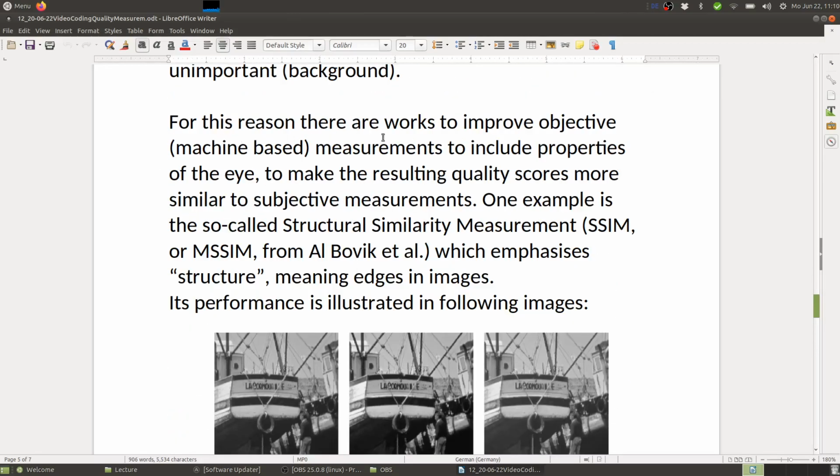For this reason, there are works to improve objective, machine-based measurements to include properties of the eye to make the resulting quality score more similar to subjective measurements. One example is the so-called structural similarity measurement, short SSIM or MSSIM from Bovik et al., which emphasizes structure, meaning edges in images. And edges is again something that the eye likes to focus on, right?